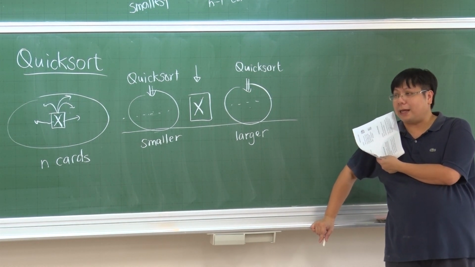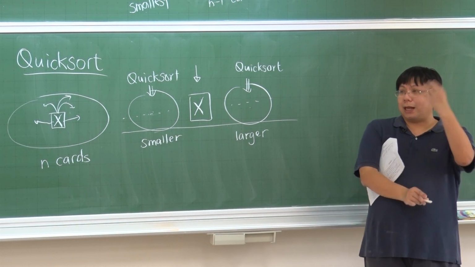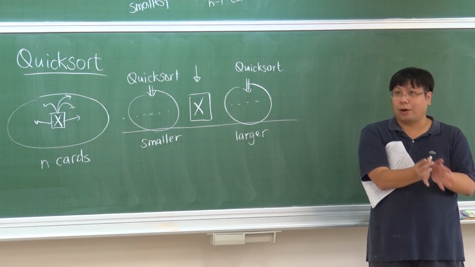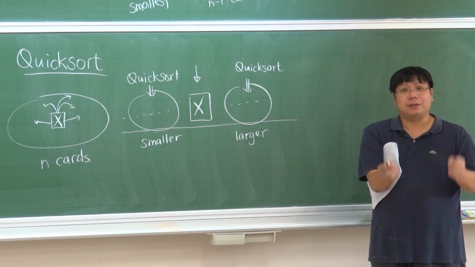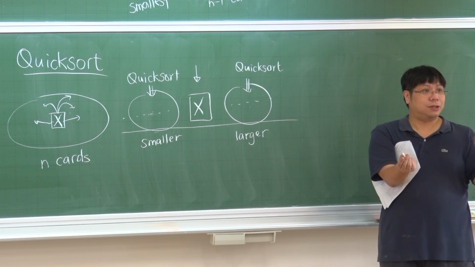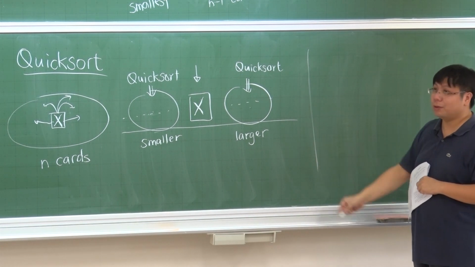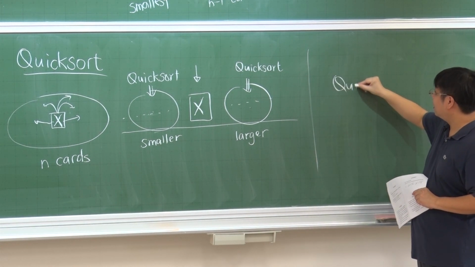So in the end, when you have only 1 or 2 cards left, then it is easy. When you have just 1 card left, you don't need to sort. It is already in the correct order. When you have 2 cards left, then you just compare, and then you return the small and then the large one. Okay, here we want to show quicksort is correct.